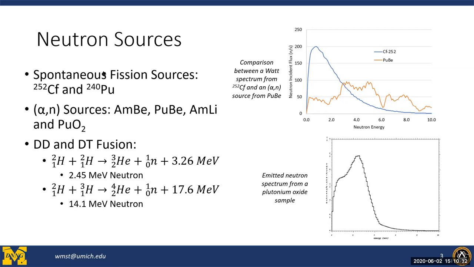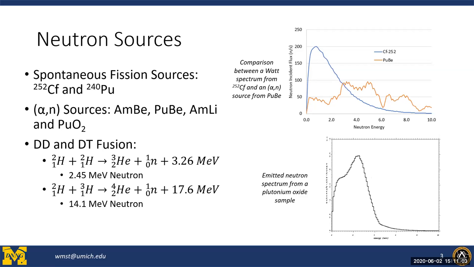Now, I also list here plutonium oxide, which is a very interesting case, because generally you can have plutonium-240 spontaneous fission, and then you also get an alpha-n contribution from the plutonium alpha decay that then interacts with the oxygen. And this gives a rather unique alpha-n contribution. So you can imagine this Watt spectrum from the plutonium-240, and then we get this additional, about 2.5 MeV, neutron peak on top of that distribution from the alpha-n contribution.